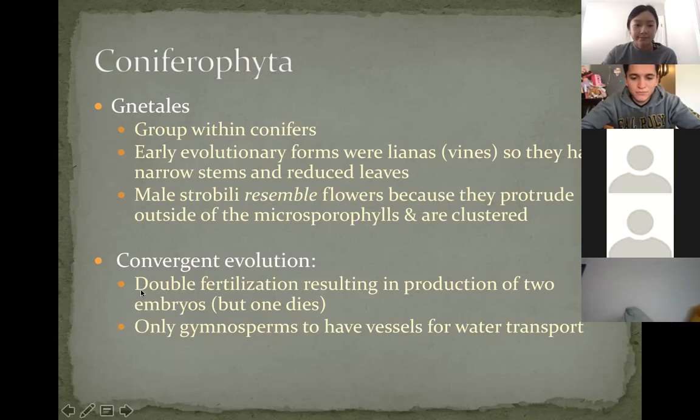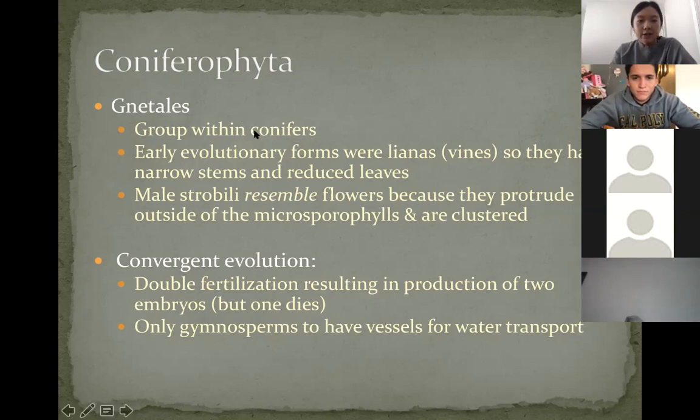but it turns out they're actually nestled within the conifers. So they actually also have double fertilization as well, which results in the production of 2 embryos. So actually both sperm are going to be used to fertilize those 2 eggs. One of them is eventually going to die, but that is one characteristic that angiosperms have as well, double fertilization. So double fertilization and vessels were a result of convergent evolution, meaning that they basically evolved those traits separately, even though they don't have a similar common ancestor.